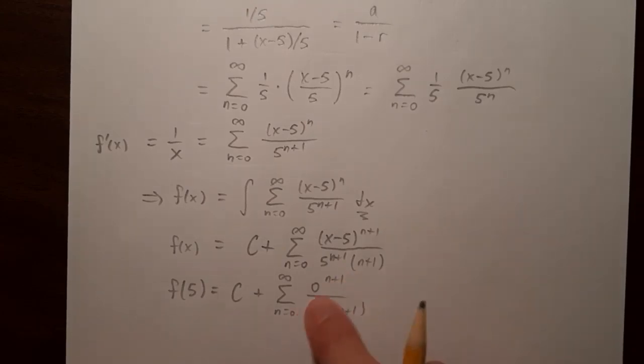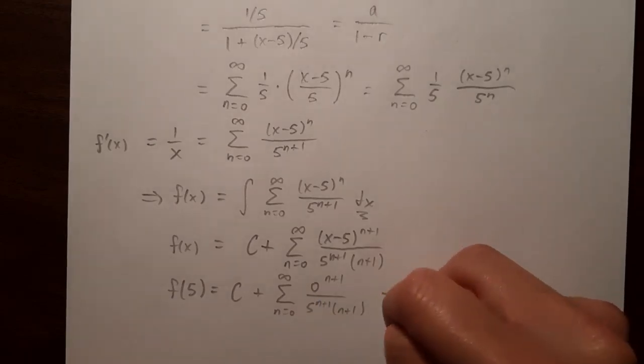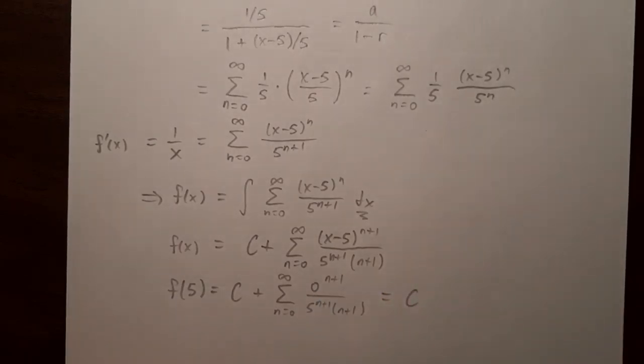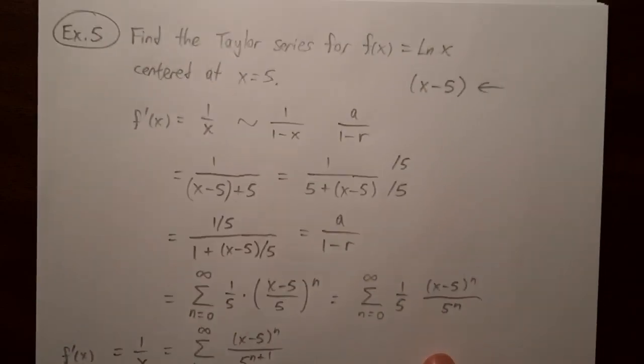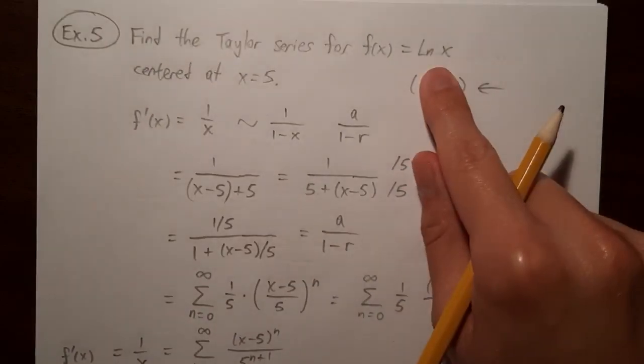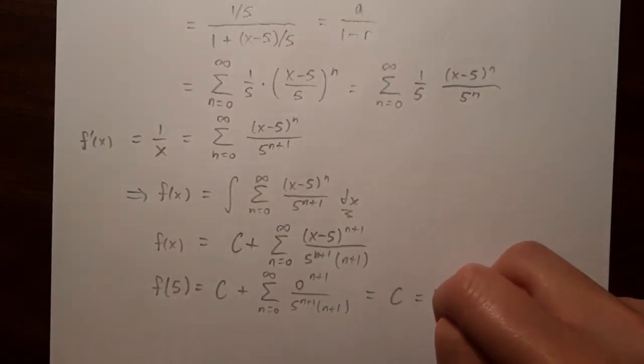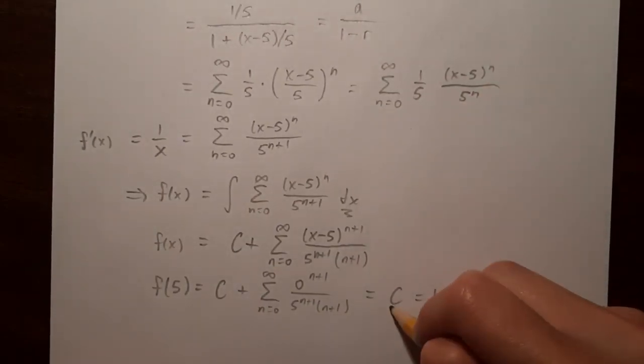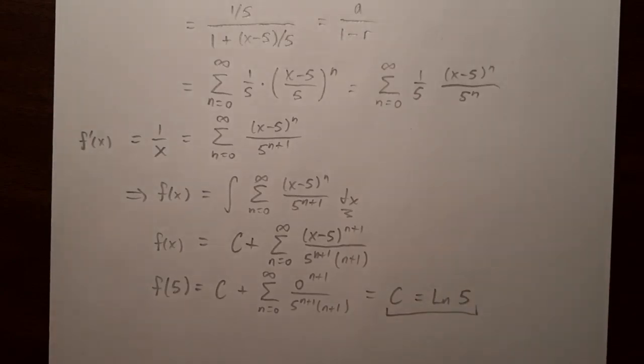We're starting at n equals 0, but we're raising it to n plus 1. So indeed, this is well defined. We're just adding up a bunch of zeros. So this thing is just going to be c. But we know from the original definition of f that f of 5 has to be ln of 5. All right, so evidently, c is ln of 5.